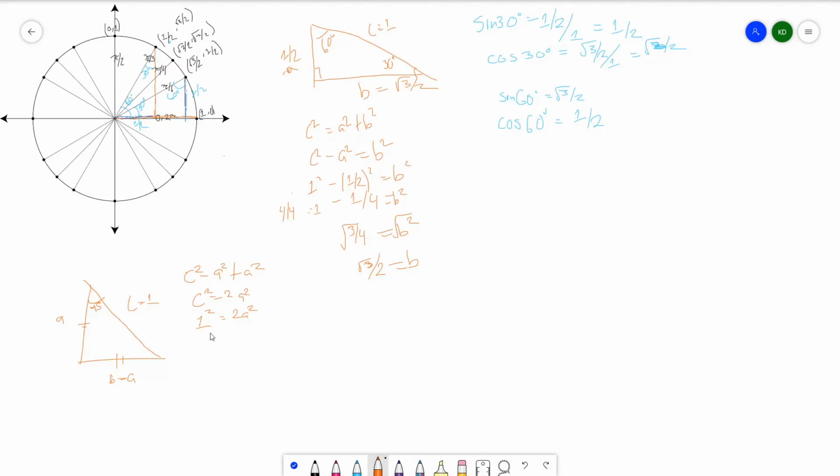So 1 squared is 1, and we need to get this a squared by itself, so we need to get rid of this 2. So we gotta divide it away. That gives us 1/2 equals a squared. And then take the square root of both sides, and that gives me 1 over the square root of 2 equals a. This is not a rational answer, so I have to rationalize it by multiplying by square root of 2 over square root of 2 to make the bottom not a radical. So that gives me a equals the square root of 2 over 2. And that's how you get these values.